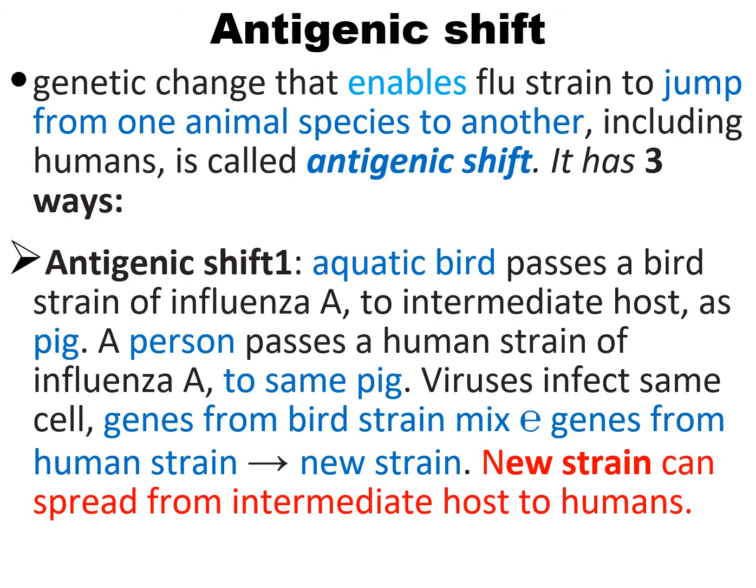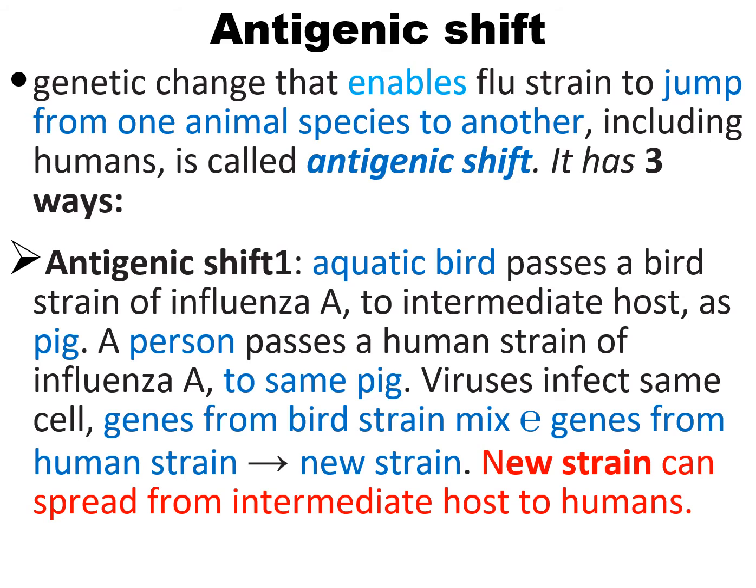Here I'm going to explain antigenic shift. Genetic change that enables a flu strain to jump from one animal species to another, including humans, is called antigenic shift. So the shift allows influenza virus to jump from one animal species to another.